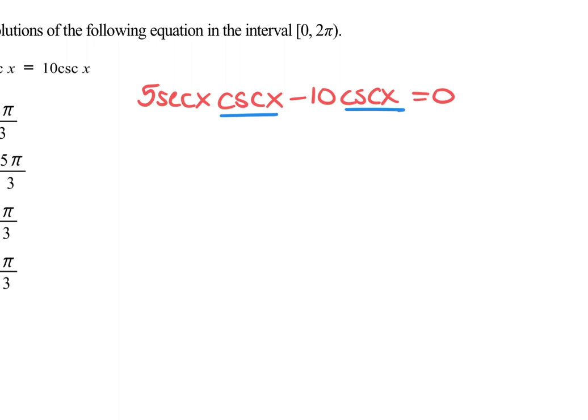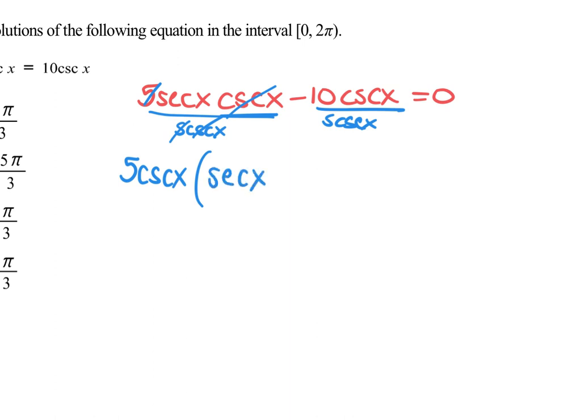I can also take out 5. You don't have to, but you can. So I can do 5 cosecant x. And then if I divide this by 5 cosecant x and this by 5 cosecant x, the 5 goes away and the cosecant goes away, and I get secant x minus 2, since 5 goes into 10 two times and the cosecant cancels. So that's it in factored form, and now the trig functions are separated out, so you can split and solve.